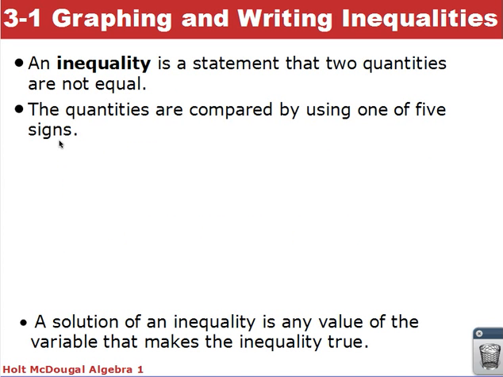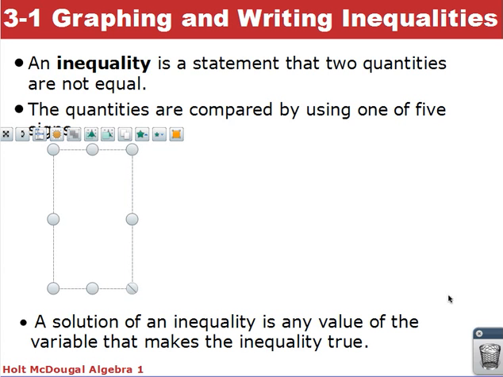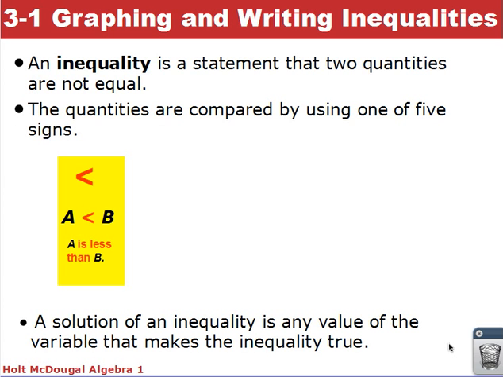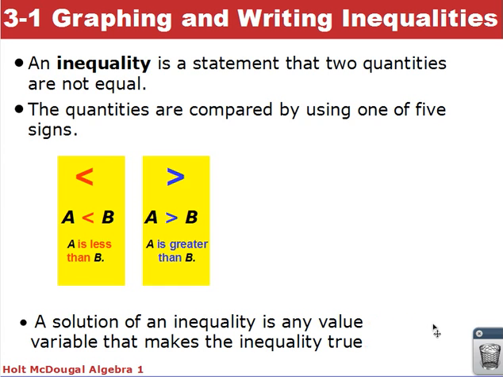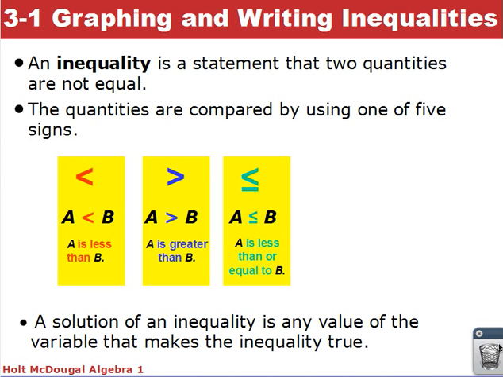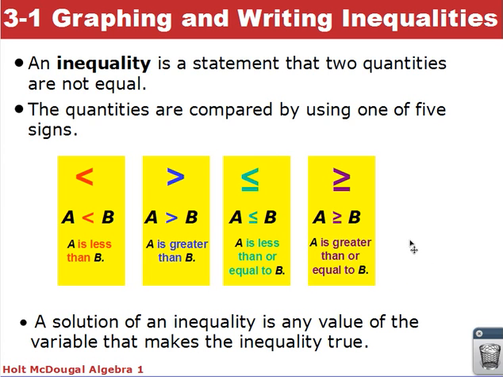Looking at inequalities, there are 5 signs that are used. The first sign is less than, and that's read A is less than B. Our second sign is greater than, and that's read as A is greater than B. The third sign is less than or equal to. It looks just like the less than sign, but it has the bar underneath it for equal to also. That's read as A is less than or equal to B. The next sign is greater than or equal to. A is greater than or equal to B. And the last sign is not equal to. A does not equal B.